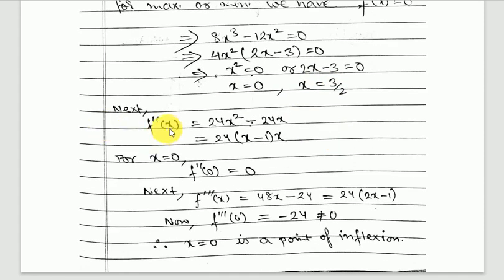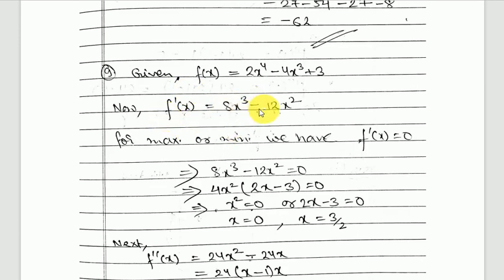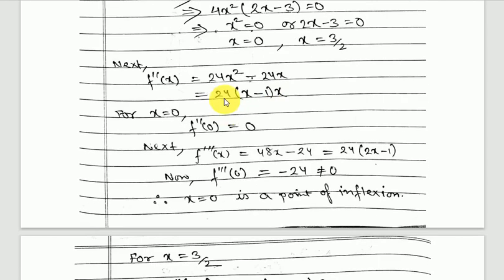Next you have to find the second derivative. For the second derivative, whatever you had got in the first derivative, you have to differentiate that again. So you get 24x square minus 24x. 24 is common, so it comes out. X is common, so I'm writing on this side. So 24 in bracket x minus 1 into x.